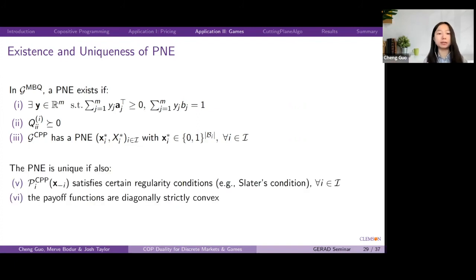And then we can also obtain a uniqueness condition for pure strategy Nash equilibrium, which says that if we satisfy all the conditions 1, 2, 3, and additionally, we satisfy conditions 4 and 5, then the pure strategy Nash equilibrium for the non-convex game should also be unique. What it says is that first, we must have certain regularity conditions for our convex problem, such as the lattice condition. This is a very common assumption for many convex problems. But surprisingly, we didn't need this condition for the existence result. We only needed it for the uniqueness result. And then the last condition says that the payoff function should be diagonally strictly convex, which is again extended from the convex result.